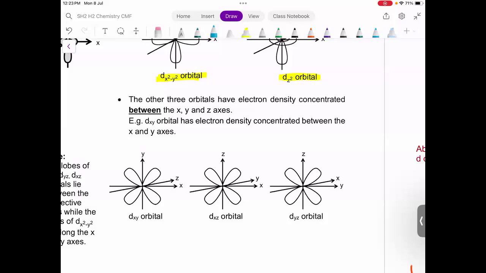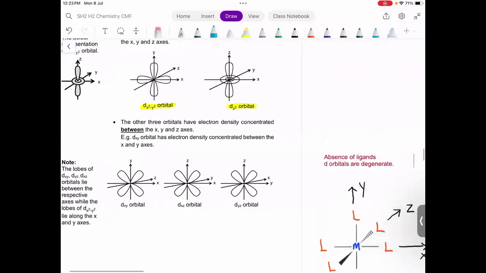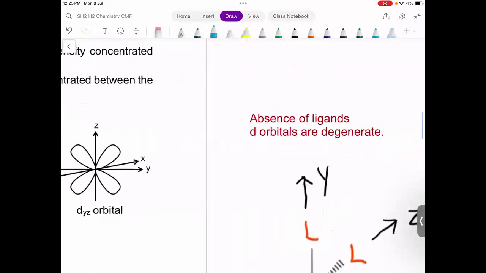So in the absence of ligands, meaning the transition metal cation is in the gaseous state with no other interaction, these d orbitals are degenerate. Do you still remember the meaning of degenerate? Yes, they are of the same energy level. Even though these d orbitals lie along different axes and have slightly different shapes, they are of the same energy. They are degenerate, but that's provided there are no ligands.